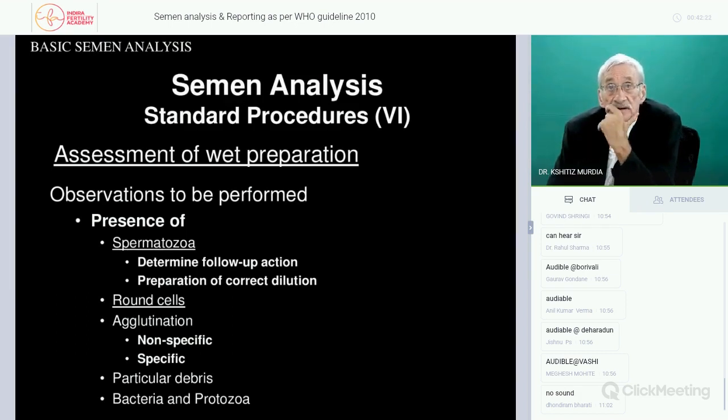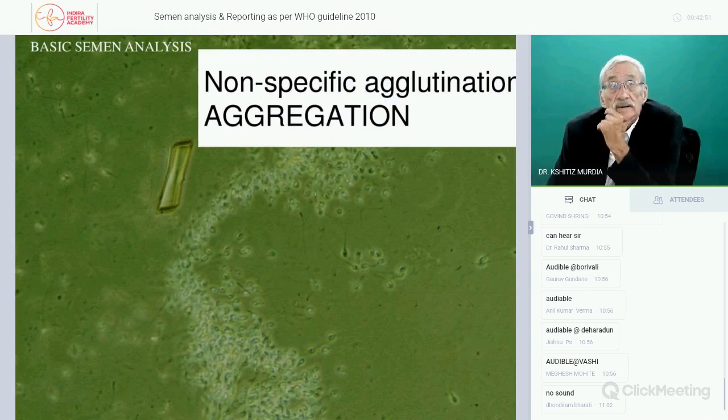I'll explain that after this. How do you do that? You observe whether there are some round cells, whether sperm are agglutinating or just aggregating in clumps, non-specific agglutination or specific agglutination. Is there debris inside? Are bacteria or protozoa observed? These are all things that you have to put on your report if you can see them.